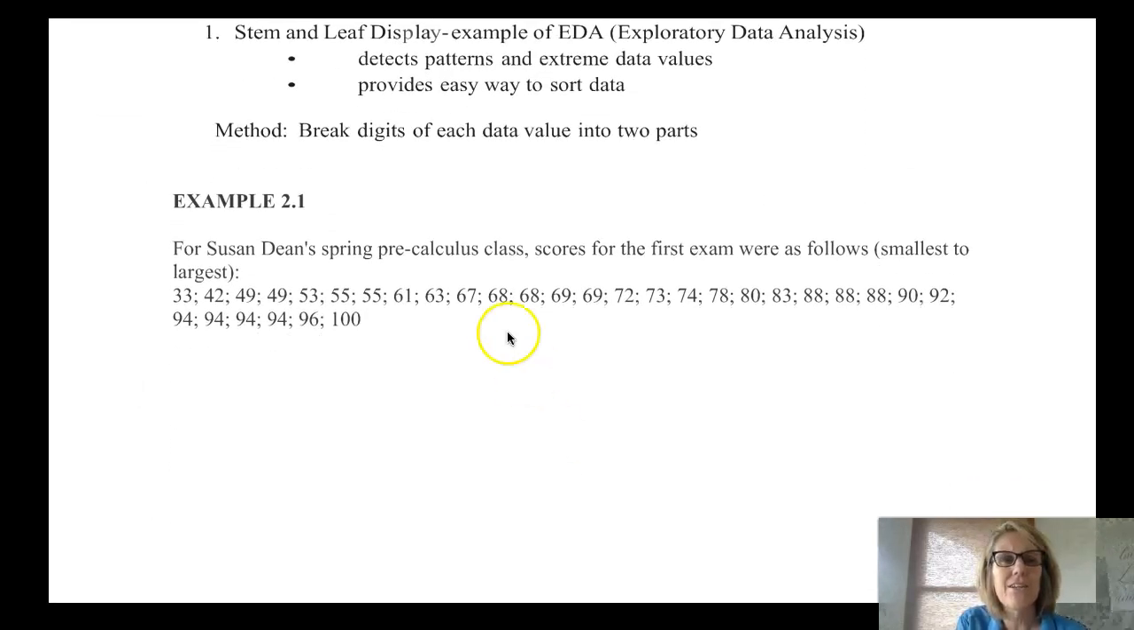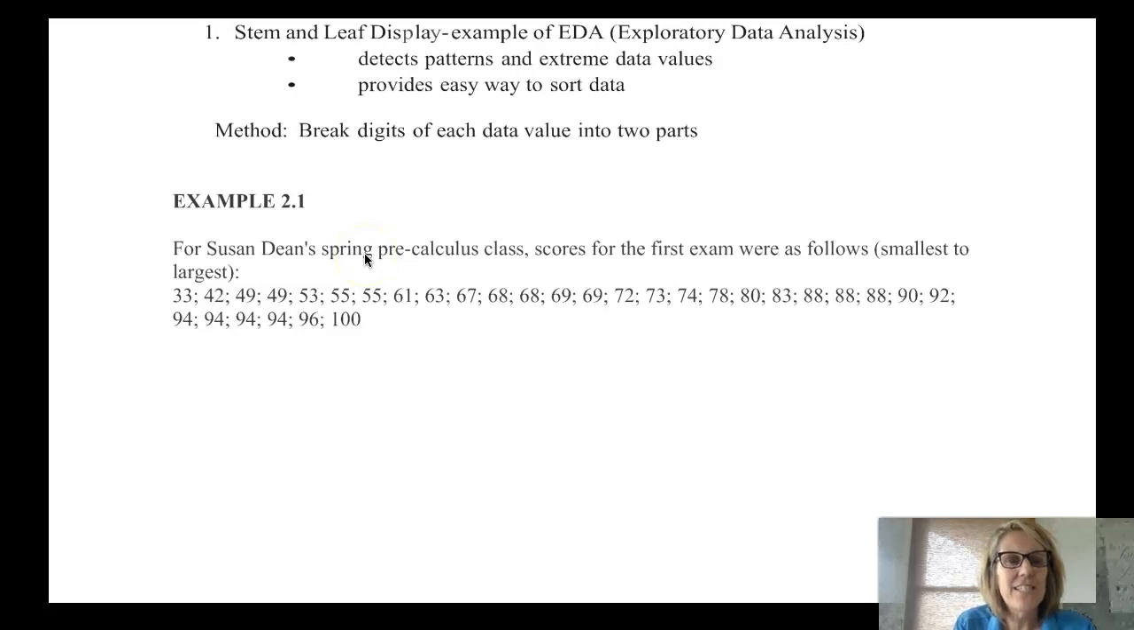So we're going to break our digits into two parts. One's called a stem and one is called a leaf. So we're going to do this example here. Okay, this is from the OpenStax textbook. So it says, for Susan Dean's spring pre-calculus class, scores for the first exam were as follows, from smallest to largest. So it's already sorted from smallest to largest. Okay, now when we look at these numbers, keep in mind this is not the scores for our statistics class because most of my students will not score this low. This is for Susan Dean's pre-calculus course, okay?